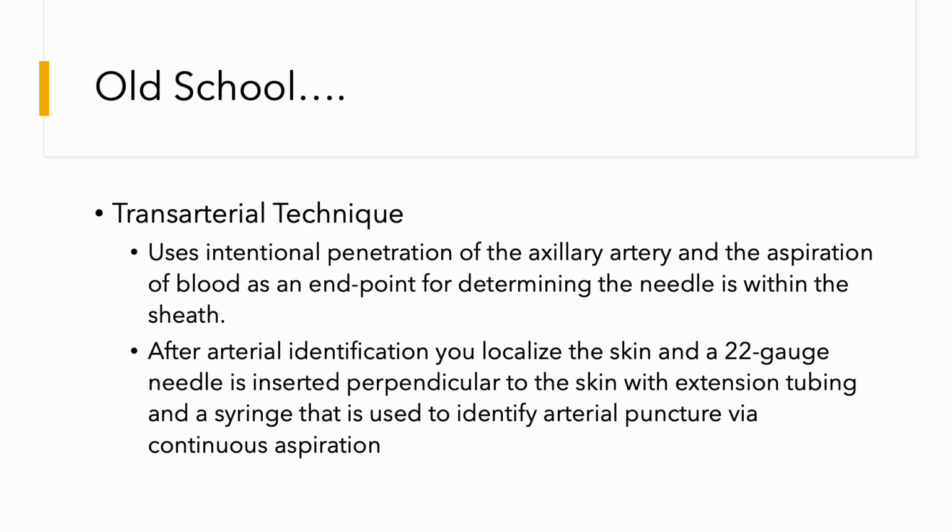And then, as I said, we have the transarterial technique, which is intentional penetration of the axillary artery, and the aspiration of blood is an endpoint for determining the needle is within the sheath. After artery identification, you localize the skin, and a 22 gauge needle is inserted perpendicular to the skin with extension tubing and a syringe that is then used to identify arterial puncture via continuous aspiration.